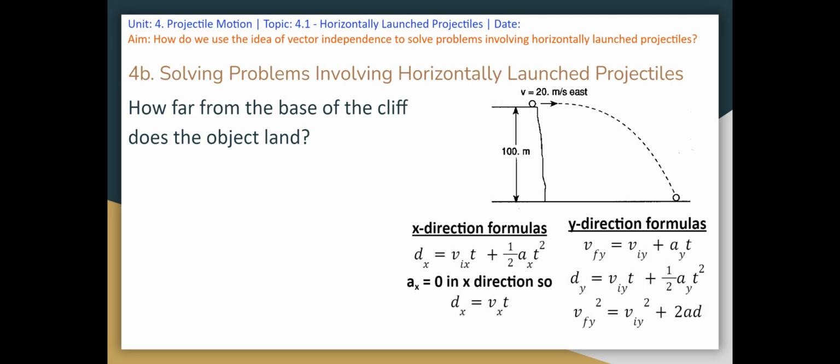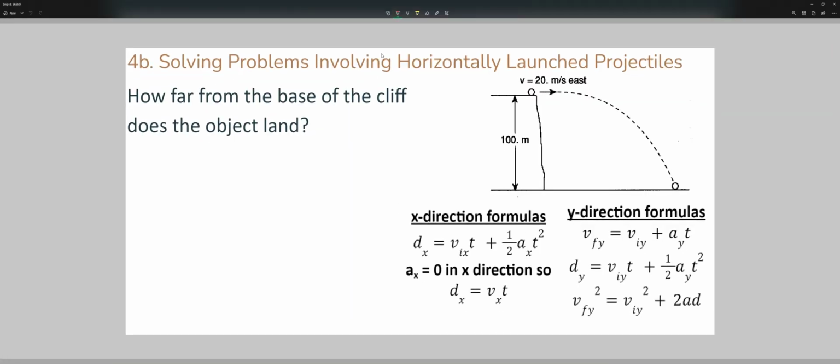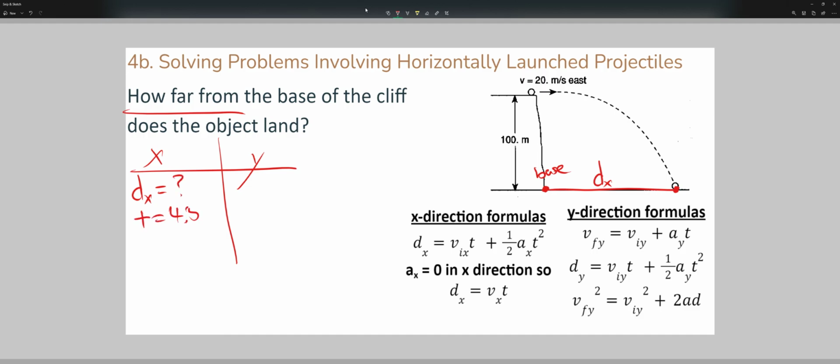So this question right here is 4B. It kind of leads off the other question. The question now says, how far from the base of the cliff, and the base of the cliff is over here, how far from the base of the cliff does the object land? Essentially, you're looking for d sub x. And you got time from the previous question, which is 4.5 seconds.